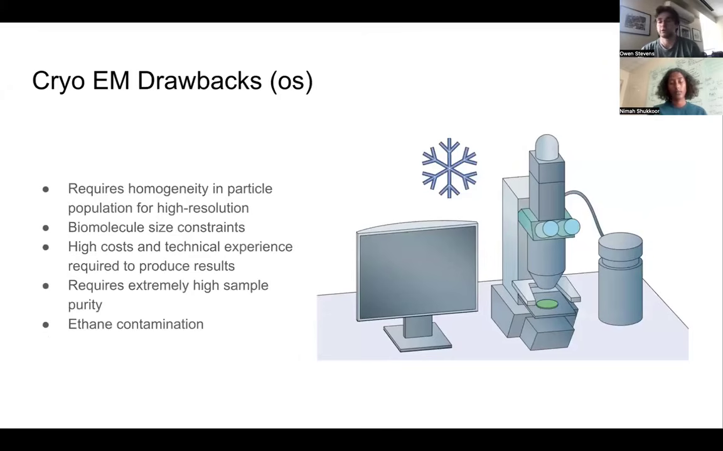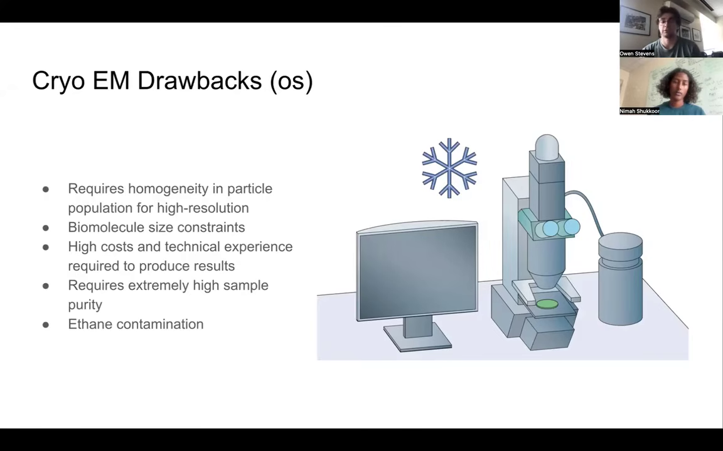However, some of these advantages can also turn into drawbacks. It requires homogeneity in particle population for high resolution, which essentially means that you want most of your enzymes or proteins, or whatever you're studying, to be in the same conformation. If they're in different conformations, then those scans that Nimah was talking about, that you're trying to transform into a 3D resolution, are all going to be in different states. And so you're trying to put together this 3D rendered image of proteins that look different from each other, and that's impossibly hard to do.